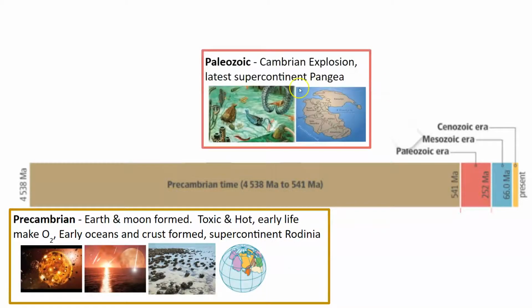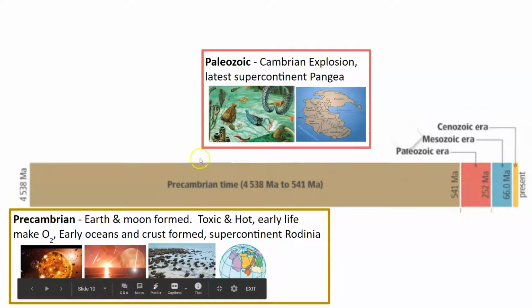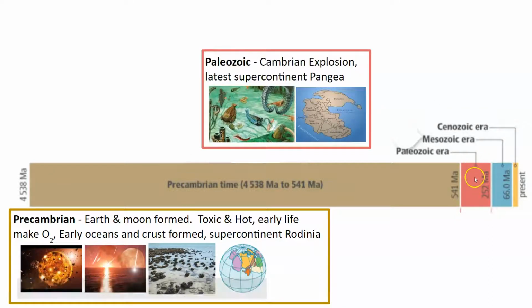During the Paleozoic, there was a Cambrian explosion, so all of these different life forms, and the latest supercontinent, Pangaea. So see that there are two supercontinents, Rodinia during the Precambrian time, and Pangaea during Paleozoic times.